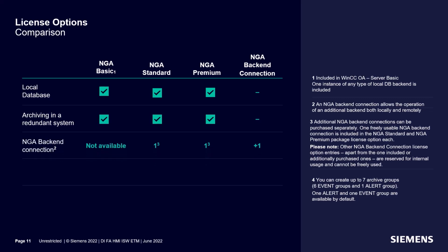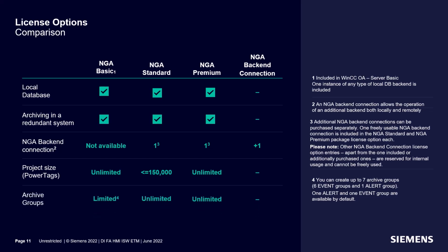Backend connections: the Basic option does not include any backend connections. The Standard and Premium options each come with one freely usable backend connection. Additional backend connections can be purchased separately. Project size, power tags: the Basic and Premium options allow for unlimited project sizes, while the Standard option is limited to 150,000 power tags.